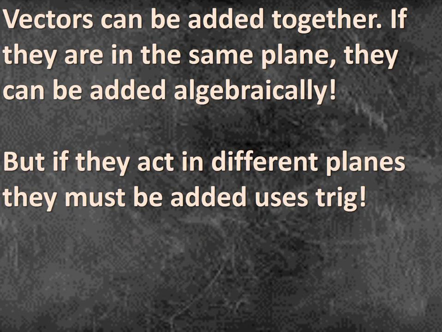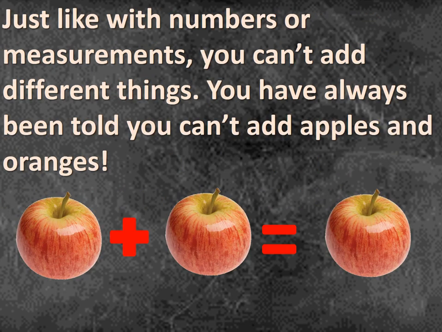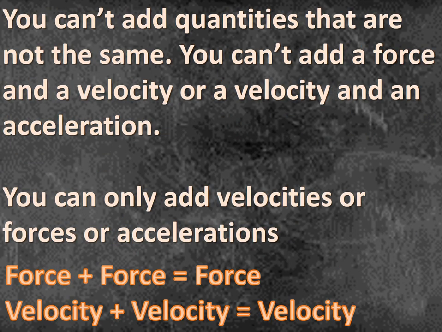If they're in the same plane, they can be added together algebraically, but if they act in different planes, they must be added together using trig. Just like numbers or measurements, what you learned in algebra, you can't add different things together. You have always been told you can't add apples and oranges. But if you take two apples, or one apple plus one apple, you wind up with apples. Or centimeters plus centimeters gives you centimeters.